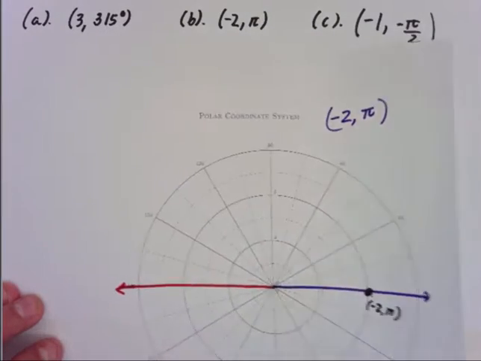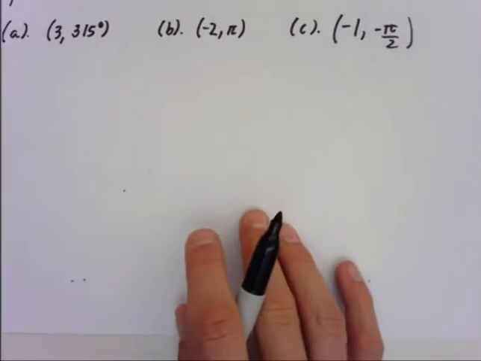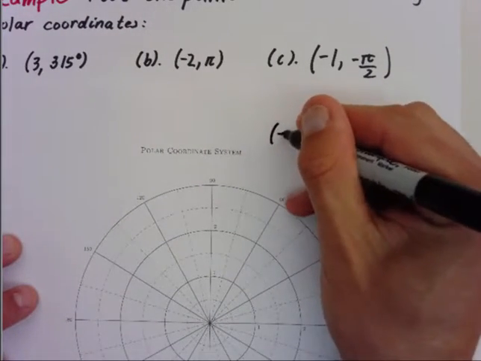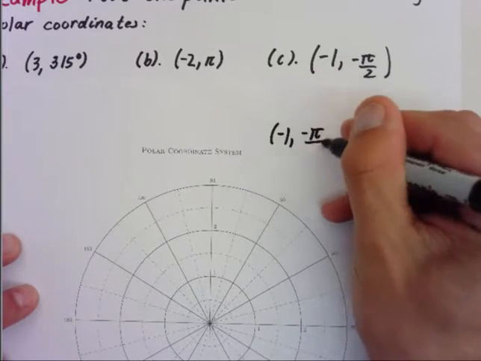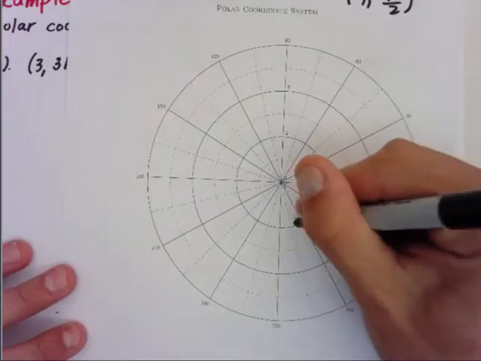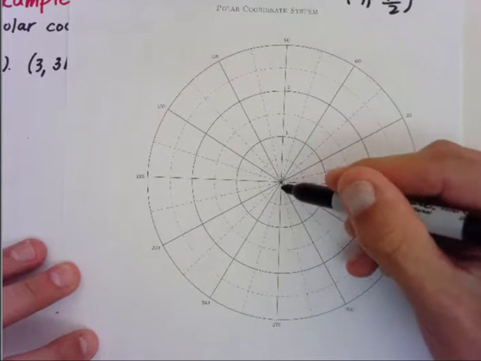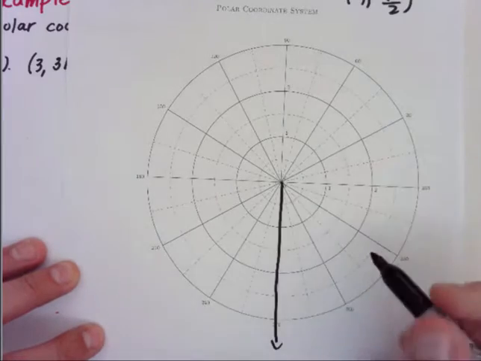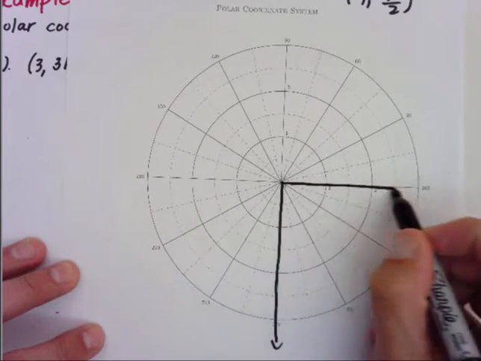Now let's look at our third example: negative 1, negative pi over 2. So the angle is negative here, so now I'm going to draw this clockwise. Negative 90 degrees would be down here. Okay, draw that down.